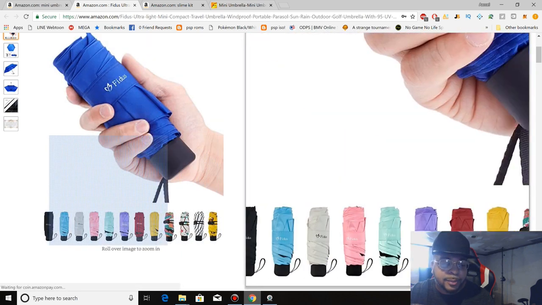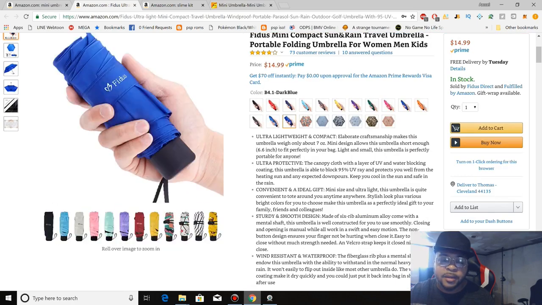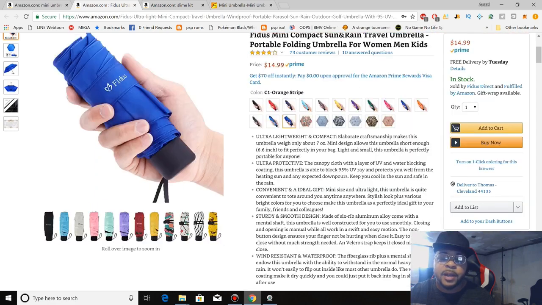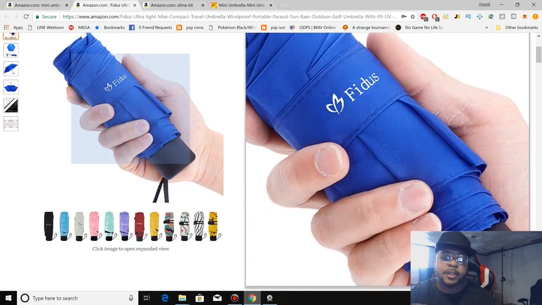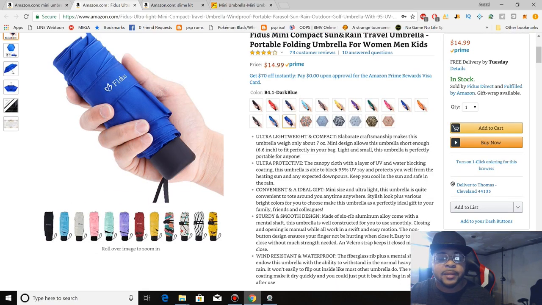And the reason I say that is because if you see right here, this guy is basically saying that, okay, we have a black and white striped umbrella, but there's no black and white striped umbrella here at all. And there's even colors in here that are not in this main picture. Now, this is actually against Amazon's terms of service, because it's false advertisement. This guy is not even being truthful about what kind of umbrellas he's selling.